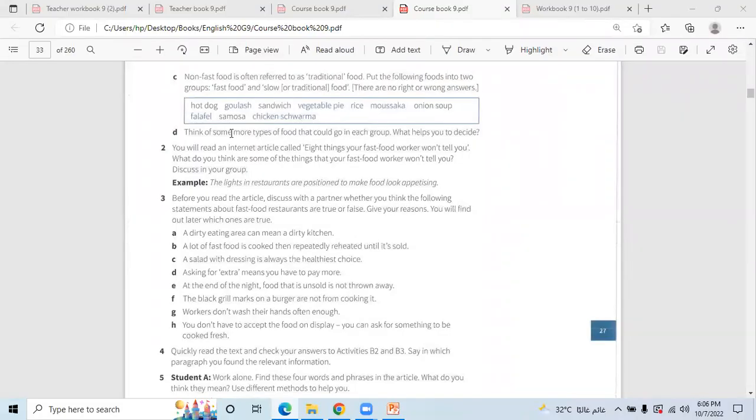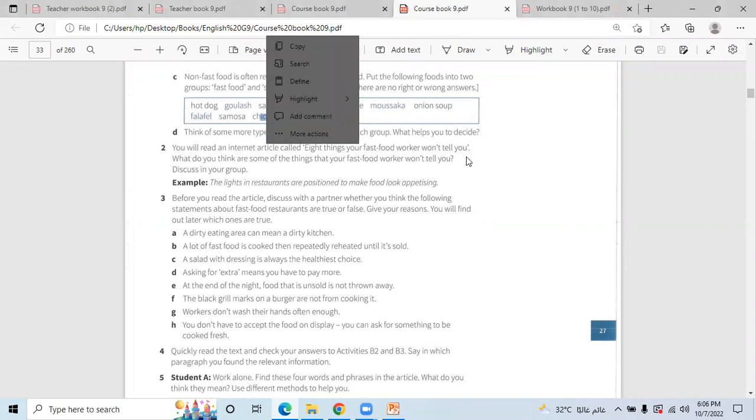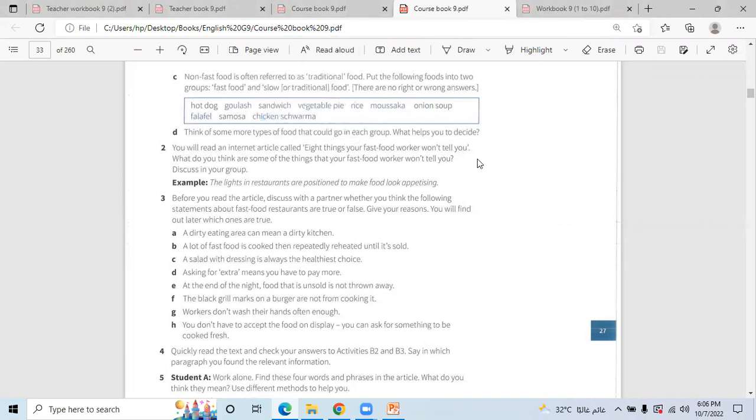Okay, so let's see the next question. Think of some more types of food that could go into each group. It's easy to guess that, like the other fast foods, shawarma is a very famous fast food type here. Chicken shawarma, then there are some other types of shawarmas, and then we have fries, French fries, sandwiches, right? And on the other hand, traditional food, there's a long list of traditional food that every day you are preparing in your house, right?